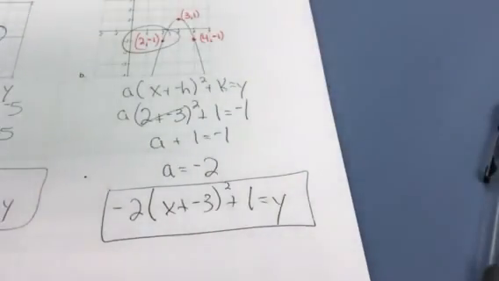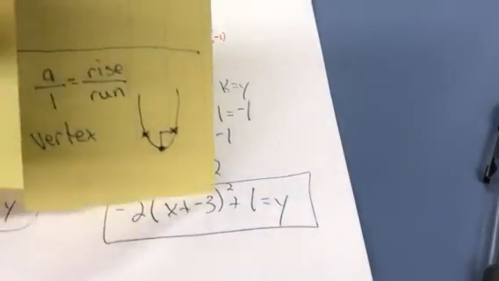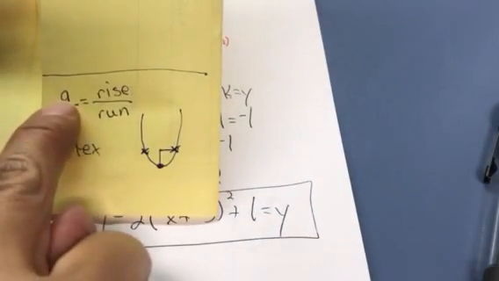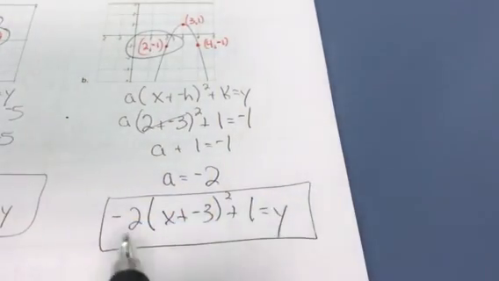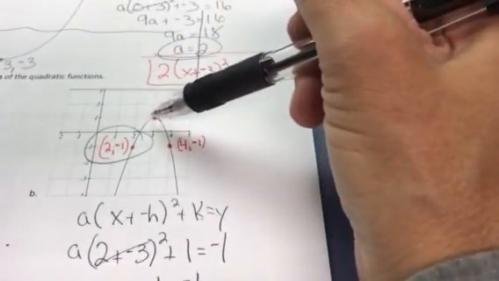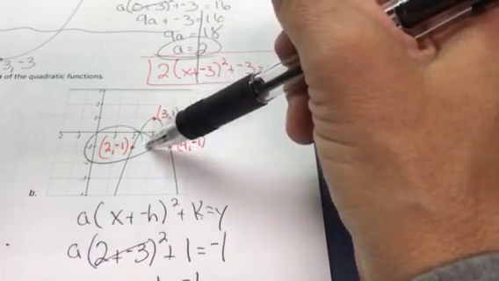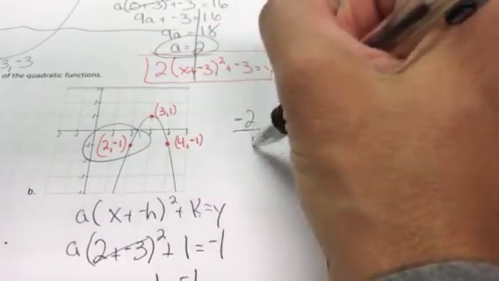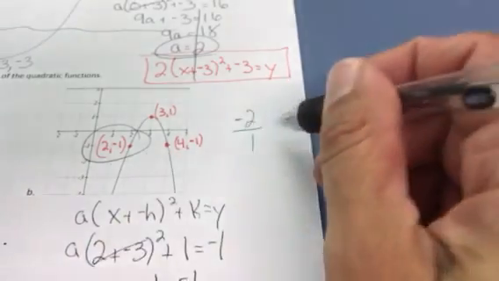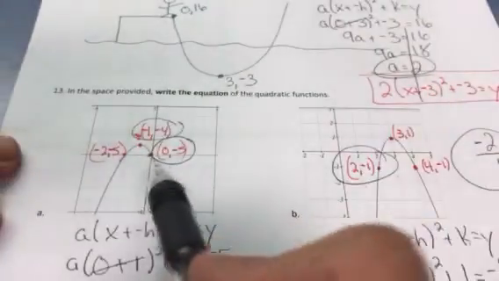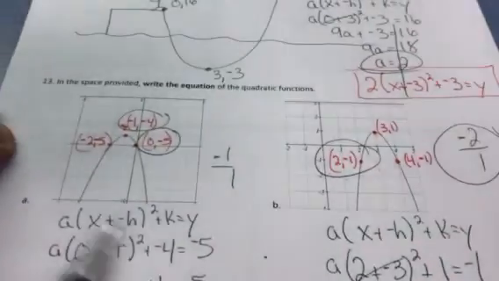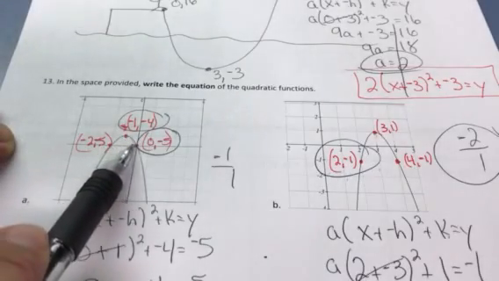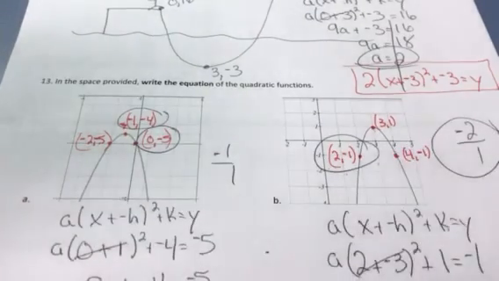And again, just going back to that last part about the vertex and A being a rise over run. How many do you have to rise before you can run over 1? And if you look at this one, if A is negative 2, so we're not actually rising, but that means I should be going down 2 so that I can go over 1. And you can see that in the picture. And then here, A is negative 1. So that means I should be going down 1 so that I can go over 1 to get to my next point. So just a little thing about A.